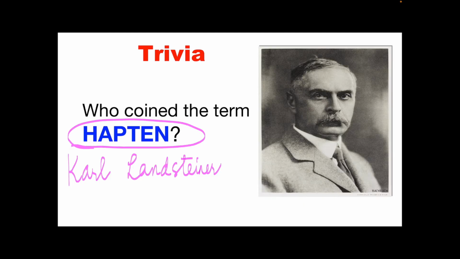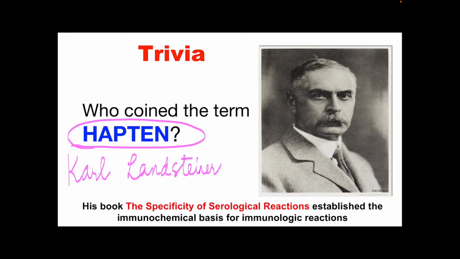So in short, this hapten cannot stimulate antibody production unless it is bound to a large carrier molecule, just like a protein. Again, that was coined by Landsteiner. And also, the book of Landsteiner, The Specificity of Serological Reactions, established the immunochemical basis for immunologic reactions. So those are just a few of his works.